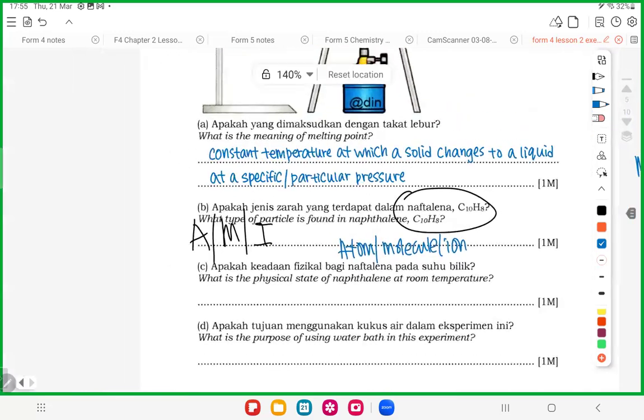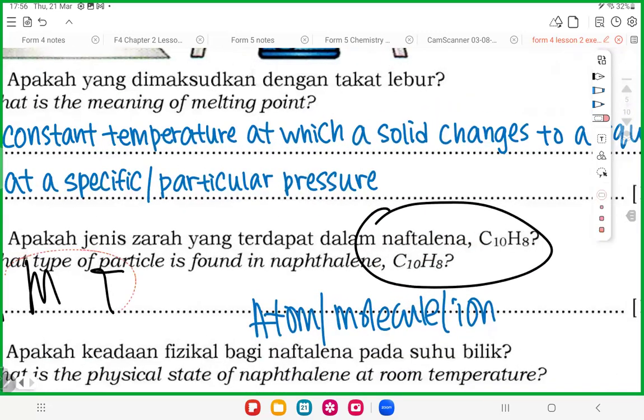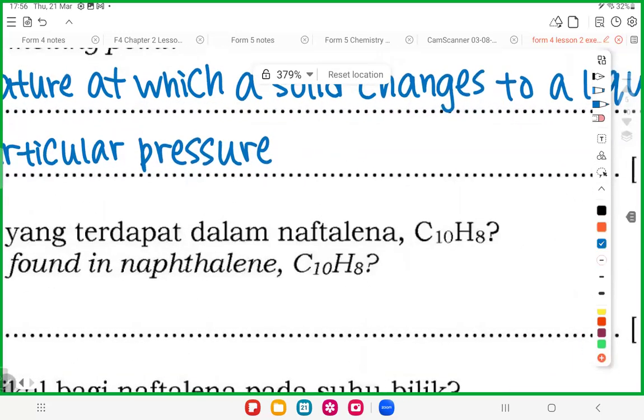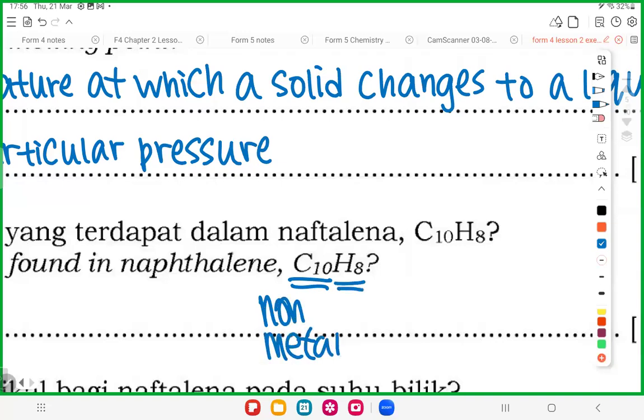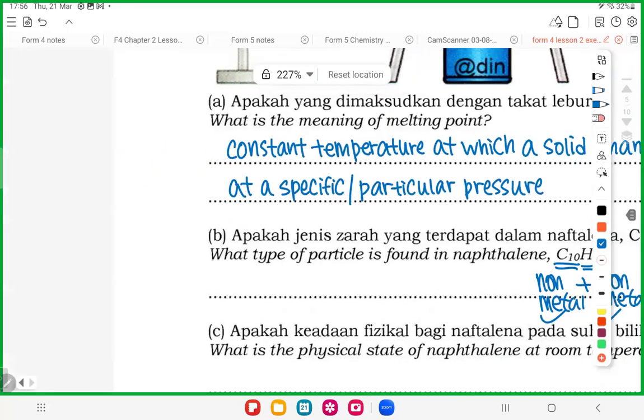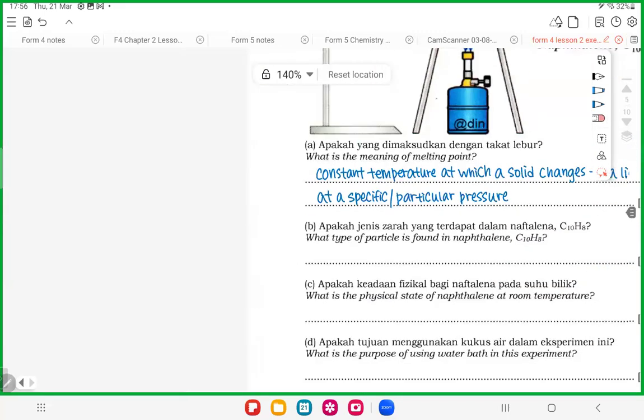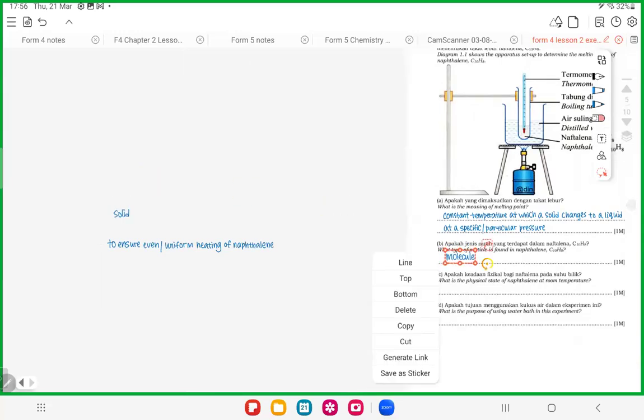In this case, how do we know whether naphthalene is an atom, molecule, or ion? Look at the formula here. They told you naphthalene is C10H8. So naphthalene is made from 10 carbon. Carbon is a non-metal. Naphthalene is also made of 8 hydrogen. Hydrogen, common sense, is also a non-metal. So when non-metal and non-metal join together, you are going to get a molecule, isn't it?